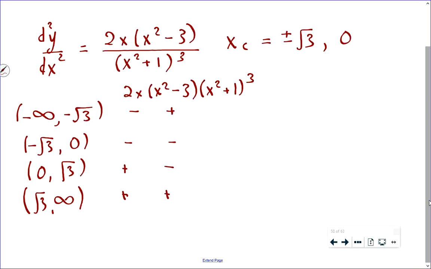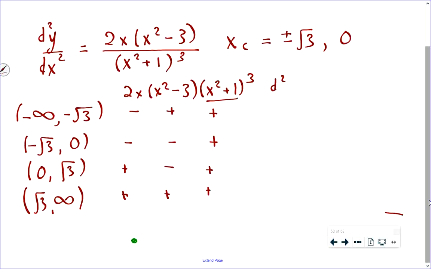And this is just the way my mind works. I know that if I take a number, say in this interval between 0 and root 3, when I square it, I'll get a number less than 3. And when I subtract 3, it will become negative. The last one is positive everywhere, and it's got nothing to do with the exponent of 3. It's got to do with the fact that this is x squared plus 1. Doesn't matter what x is, you're going to square it, it's going to become positive, then you're going to add 1, it will be positive still.